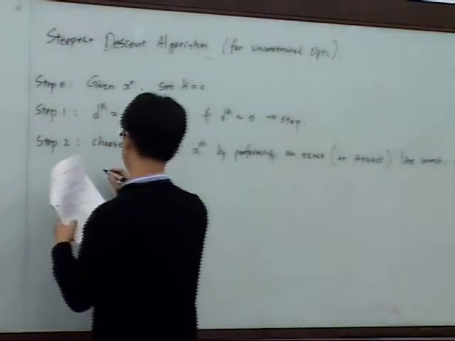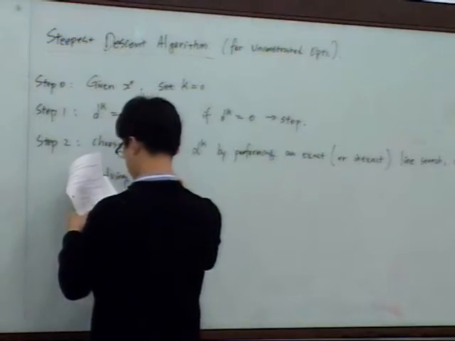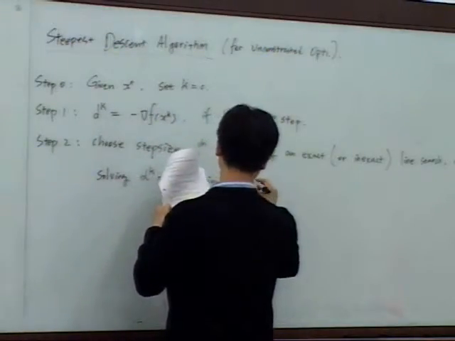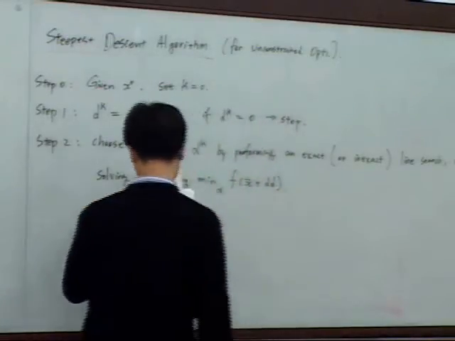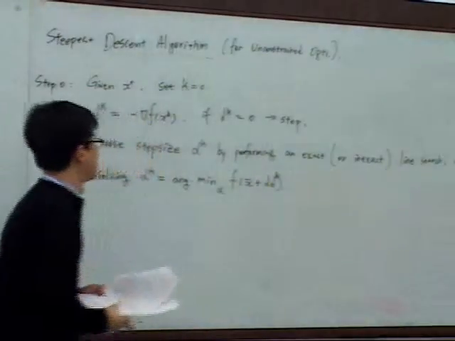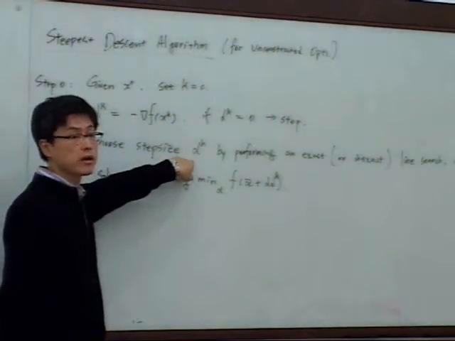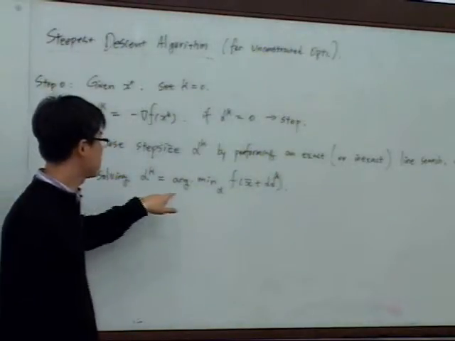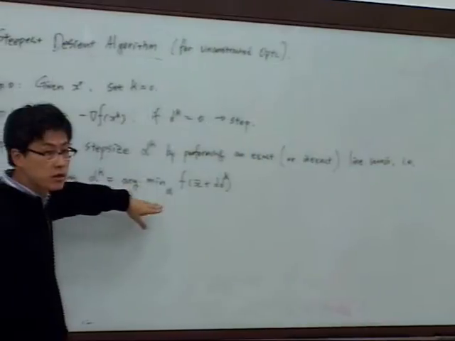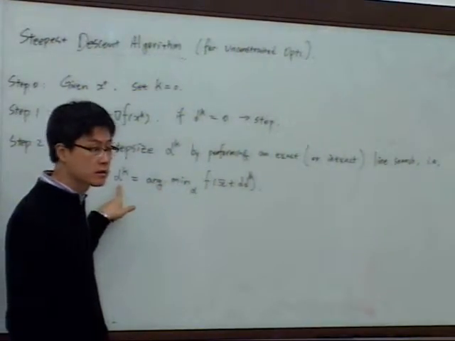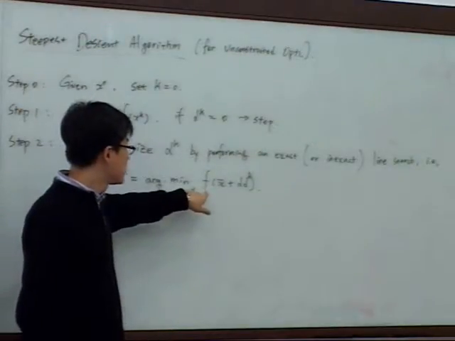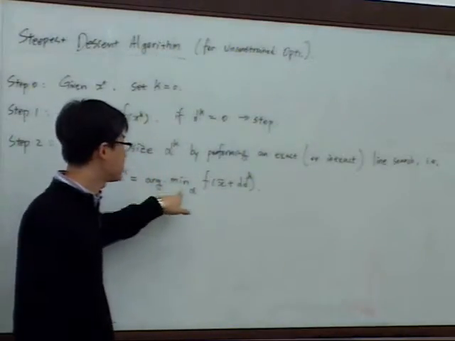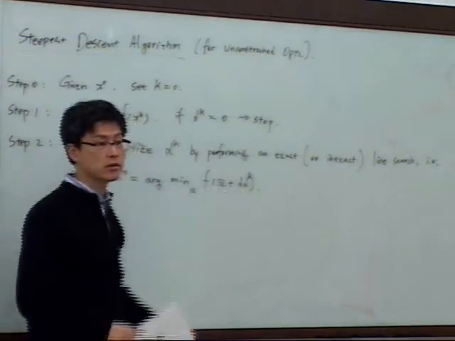In other words, solving for alpha k. Choose the step size alpha k by performing an exact or inexact line search, which means the same thing. It's just a mathematical notation. Alpha k is, when this variable is alpha, the alpha which minimizes this one. The argmin over alpha of f(x bar plus alpha dk). That's the meaning.